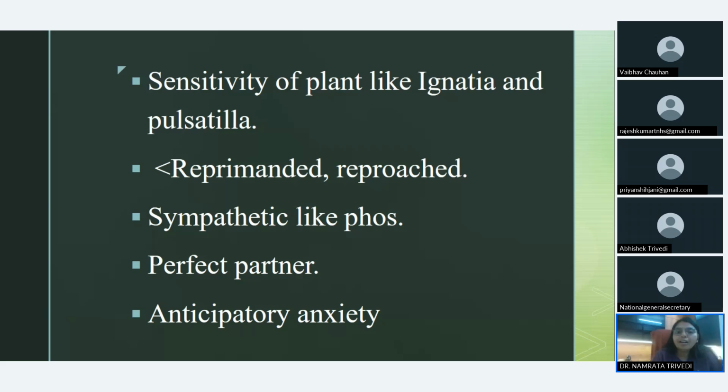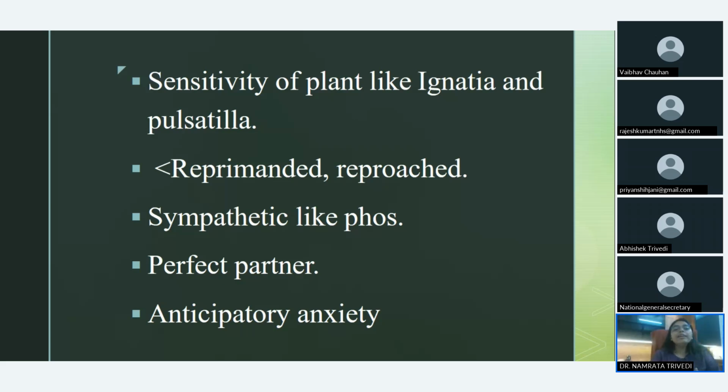Yes, the carcinosin patient is very sensitive, like the plants Ignatia and Pulsatilla. If you scold a carcinosin patient, we can see ailments from reproaching and reprimands. If we scold the carcinosin patient, it leads to another complaint. The patient is very sensitive like Ignatia and Pulsatilla, does not like reprimand, does not like reproach, and is very sensitive to criticism. He is very fastidious, wants everything perfect, neat and clean, because he does not want anyone to criticize, reprimand or reproach him.